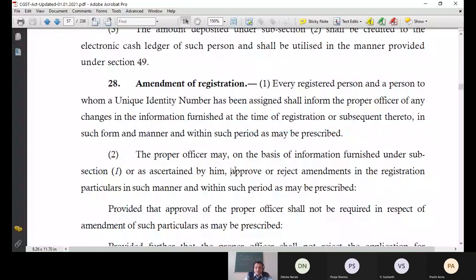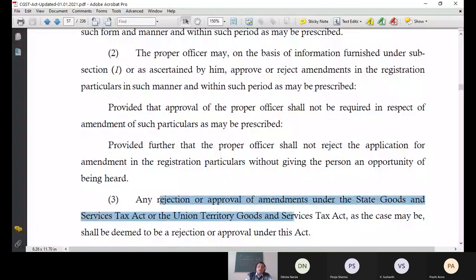And any approval or rejection under the state law is by default assumed as approval under the CGST Act also. That's all from my side. And these are the only 3 sections which we have discussed today. 26, deemed registration. 27, special provisions related to casual taxable person and non-resident taxable person. And 28 is amendment in registration. Now we are left with 2 sections, 29 and 30. Then our registration will be over.